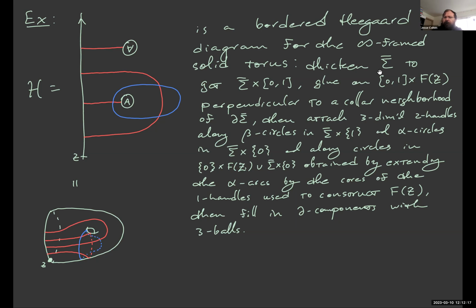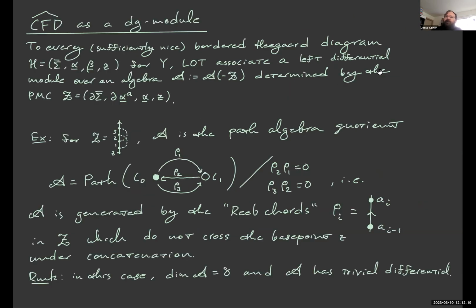Okay. So to any sufficiently nice bordered Heegaard diagram for Y, Lipshitz, Ozsváth, and Thurston associate a left differential module over the algebra A, which is A of minus Z, determined by the pointed matched circle given by the boundary of sigma, the boundary of the alpha arcs, and then the alpha arcs thought of as the matching itself.